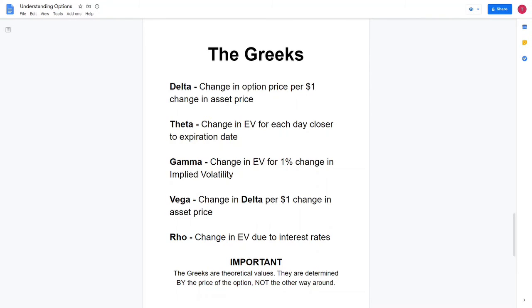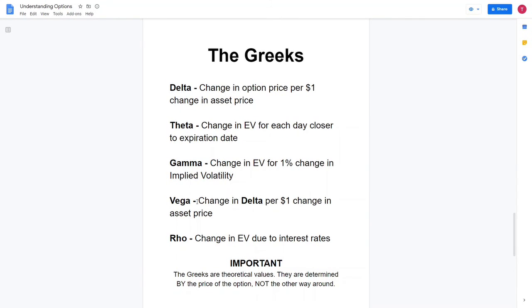Gamma represents the change in the extrinsic value for a 1% change in implied volatility. Implied volatility is a measure of how likely the underlying asset is to make a large movement. Like we just talked about, the extrinsic value of an option is dependent on how likely it is to change its outcome. Thus, when implied volatility is high, meaning the stock is likely to make big movements, options that are further out of the money or further in the money are more likely to change their outcome and thus have more extrinsic value.